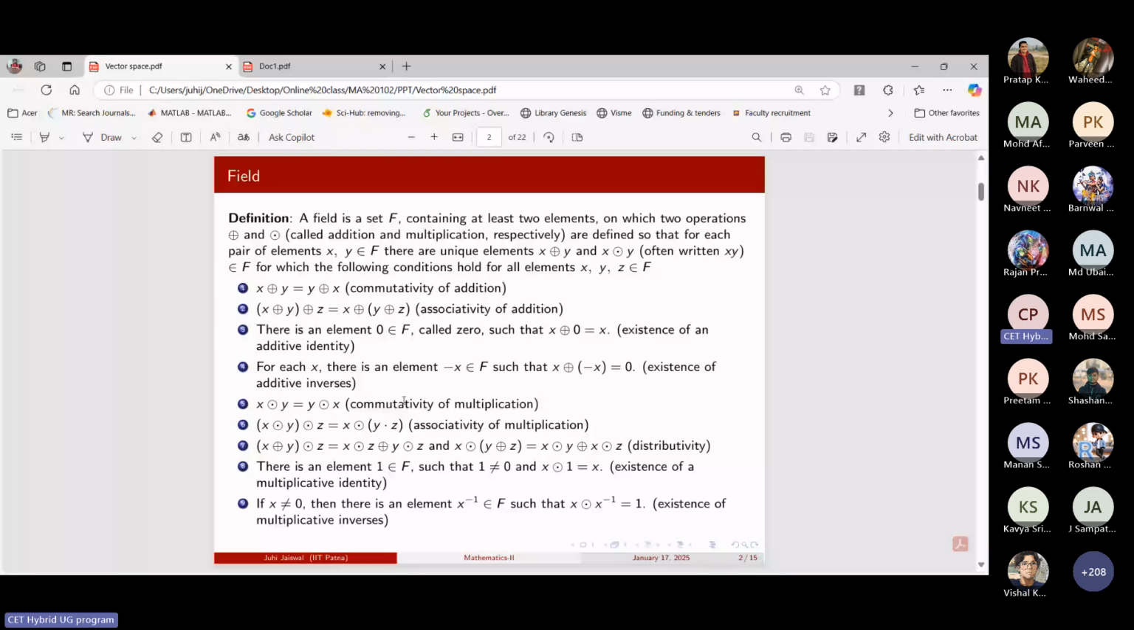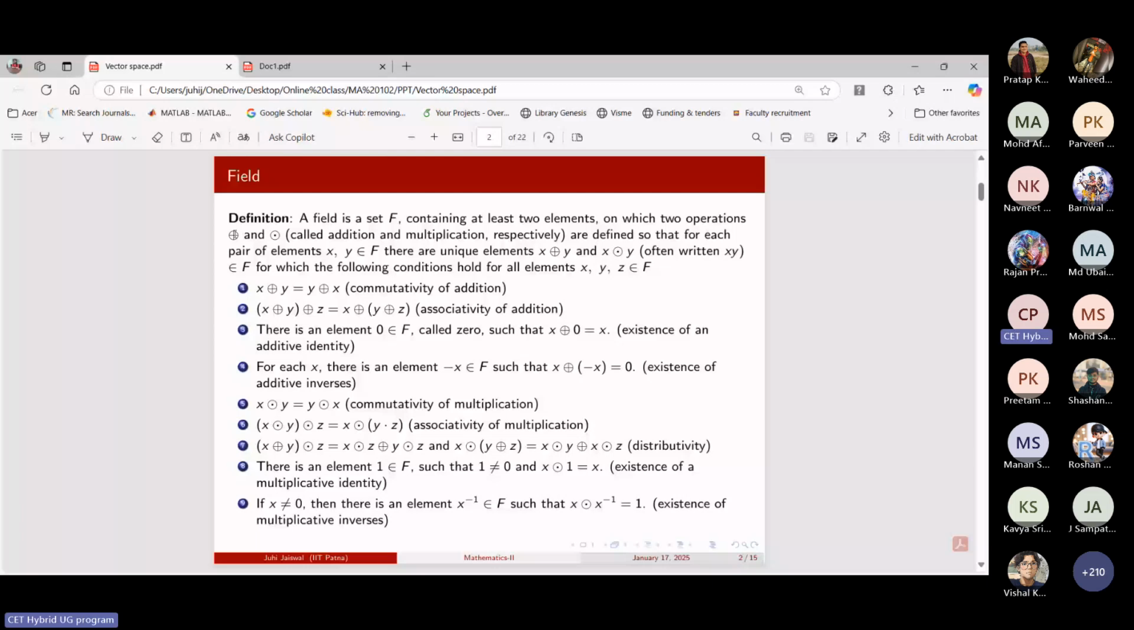Whenever we are able to define two operations on any given set which satisfy all these 9 criteria, we will call that F is a field with respect to these two operations.